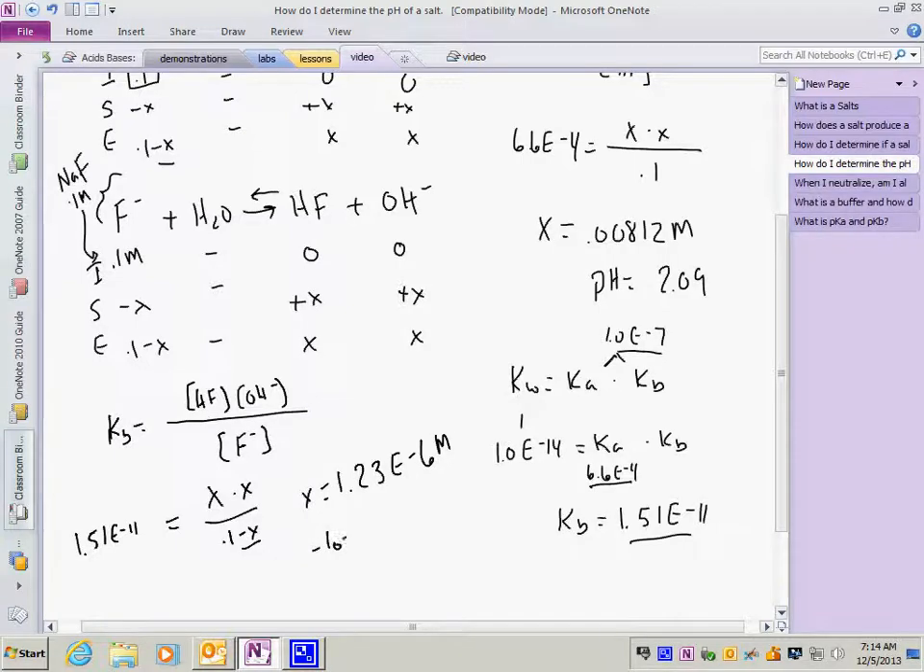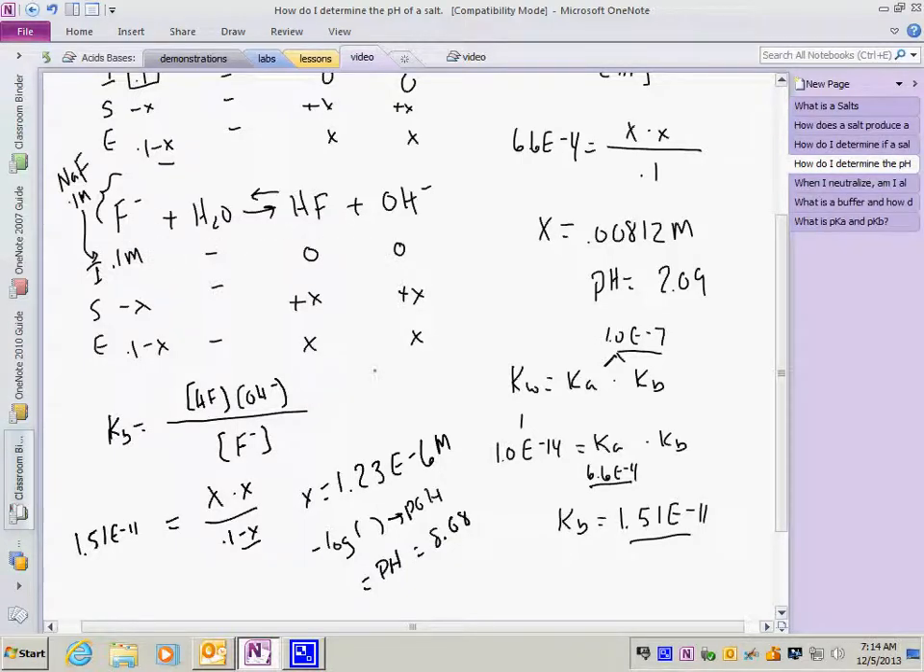Take the negative log of this value, it will give you the pOH, and then at that point you can get the pH by subtracting from 14. I'll go ahead and do that. And the pH ends up being a whopping 8.08. So it is slightly basic, but not a whole lot. The majority of my F negative ions stay as F negative, and only a few of them kick over.